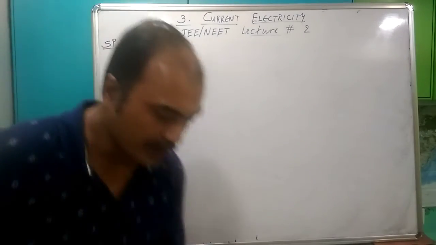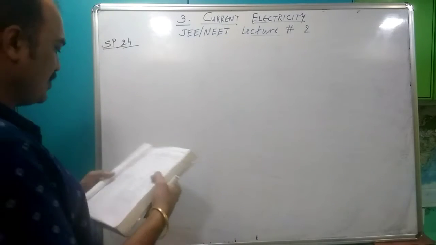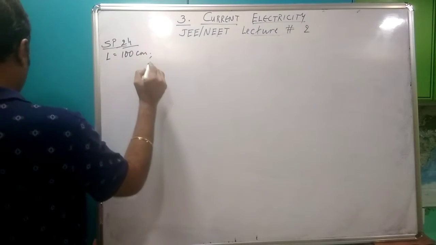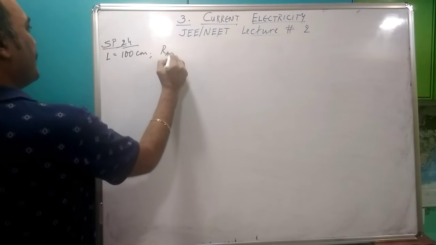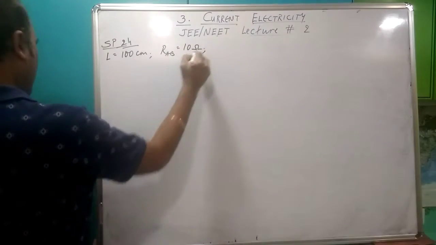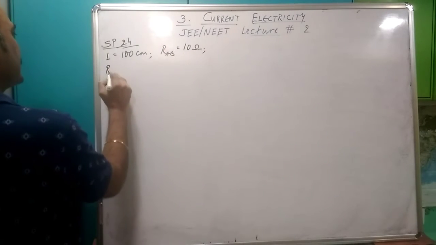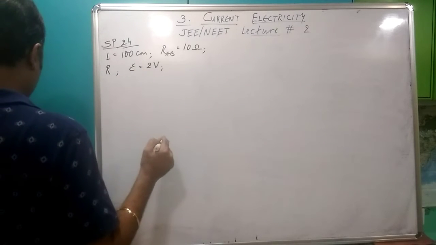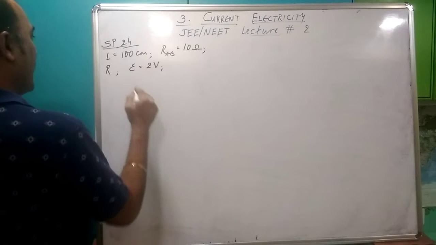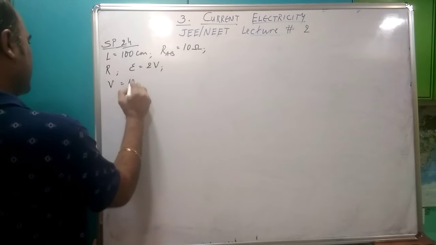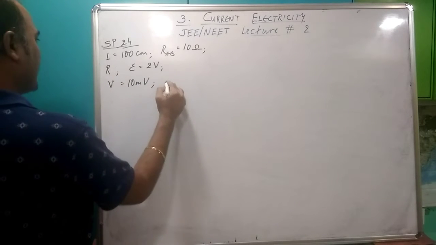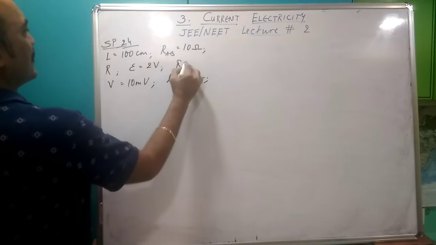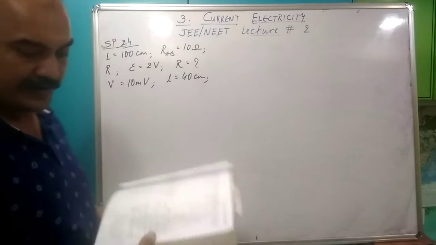So what is 24? 24 says a potentiometer wire of length 100 cm has a resistance, we'll call it RAB, which is 10 ohm. It is connected in series with a resistance, let's call it R, and a source of EMF 2 volt, of negligible internal resistance. Now, another battery which is 10 millivolt is balanced against a length of 40 cm. So what is the value of the external resistor? They want us to find the value of R.